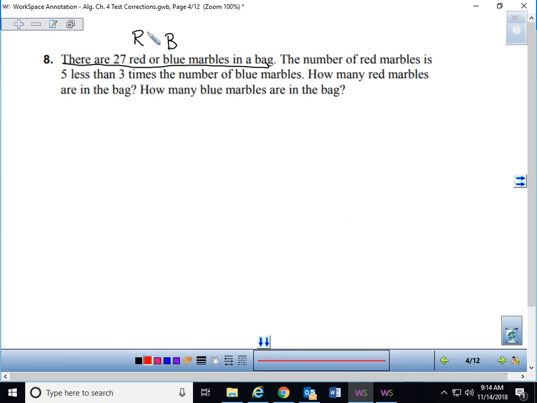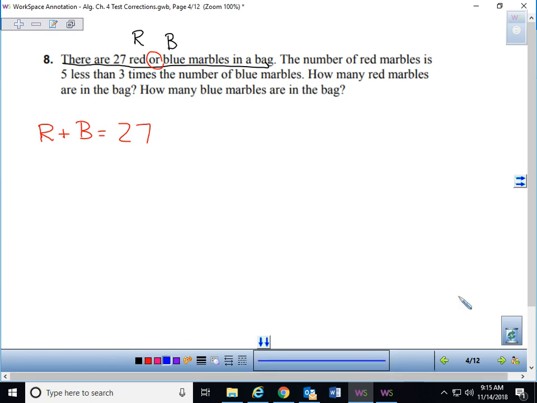What this means is that the red marbles combined with the blue marbles gives me 27. Don't get too caught up with this "or." I don't know how many red, and I don't really know how many blue, but somehow this combination gets me 27. So one of my equations is r, red marbles, plus b, blue marbles, is supposed to give me a total of 27. That's your first equation. That's from the very first sentence.